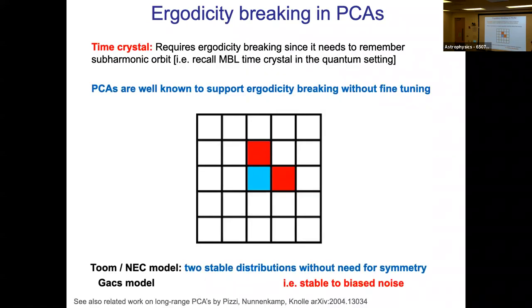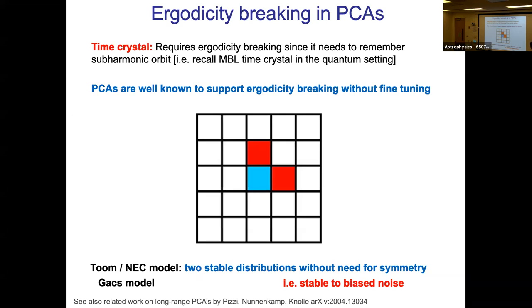Now we go back to the mantra that we had in the very beginning, which is where there is ergodicity breaking, there will be time. And I want to really bring that home for us. So I said that for time crystals, you have to have ergodicity breaking. One simple way to understand this is that you need to know whether you were going up, down, up, down, or down, up, down, up, like which orbit of this particular cycle you're in.